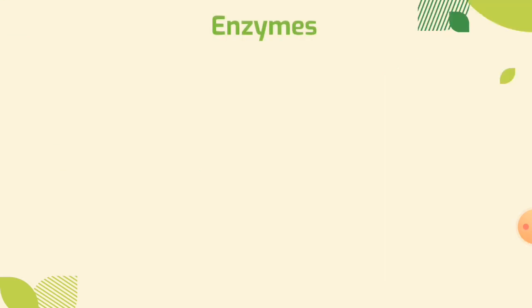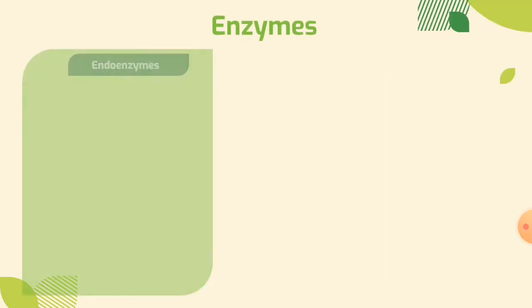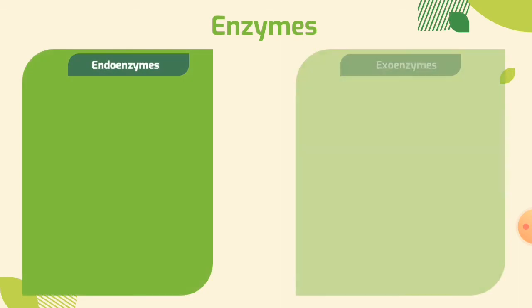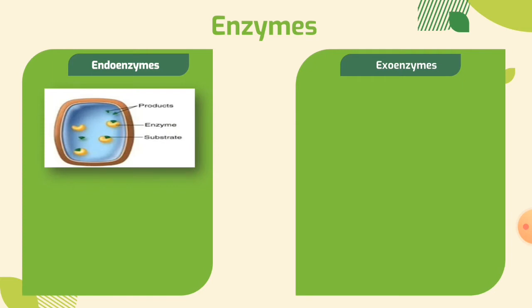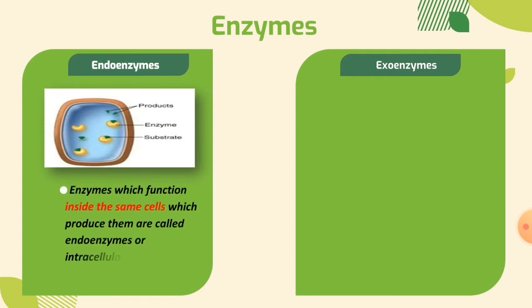Then enzymes are of two types: endoenzymes and exoenzymes. The first one, endoenzymes. Enzymes which function inside the same cells which produce them are called endoenzymes or intracellular enzymes. Respiratory enzymes are some of the examples for endoenzymes.